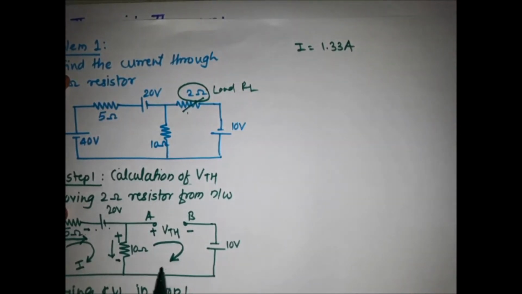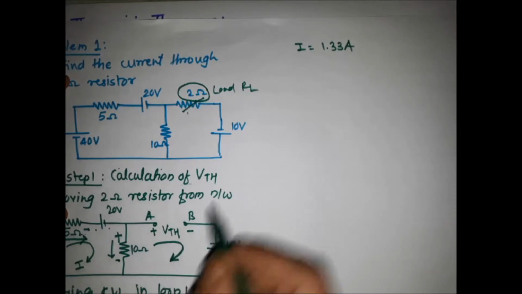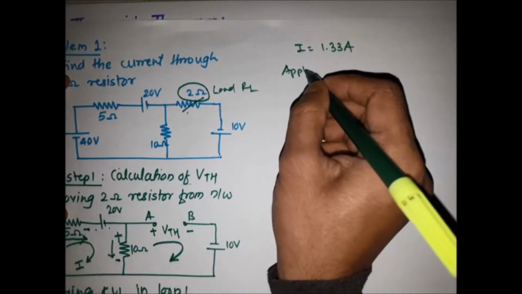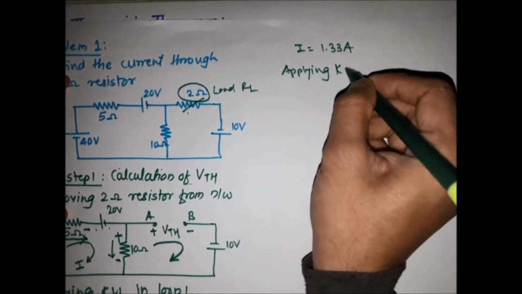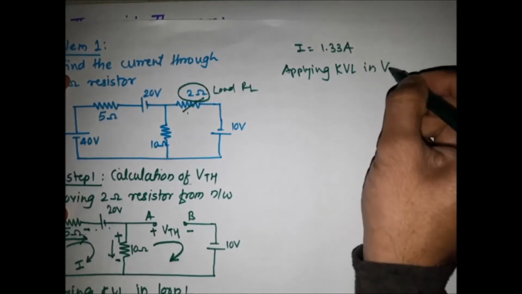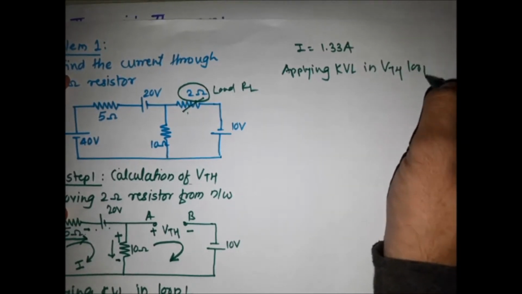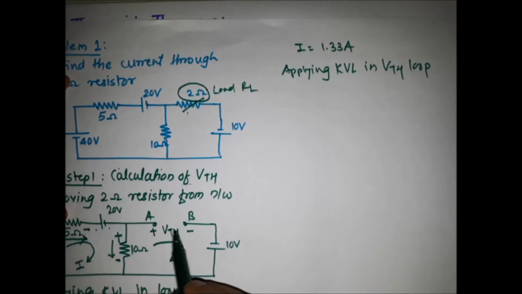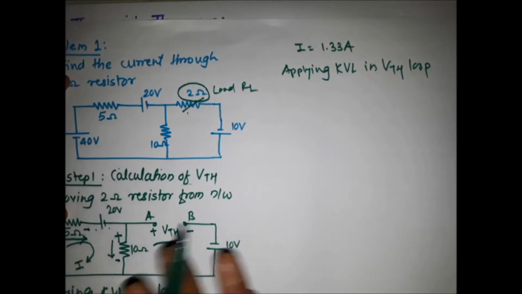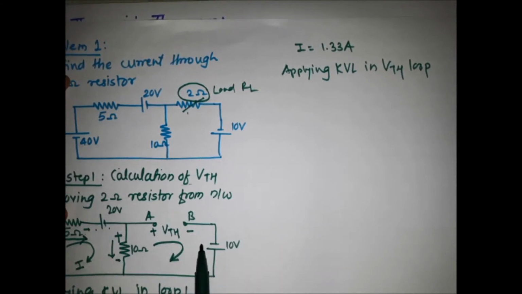Now the second step is we are applying KVL in the VTH loop. See here, there is no current flowing through this loop, but through 10 ohm resistor the current I is flowing. So for this loop we are not considering any sign conventions. We are using the sign convention of the previous loop.